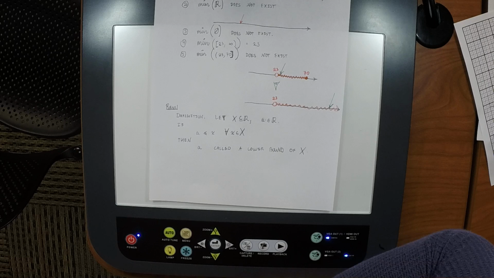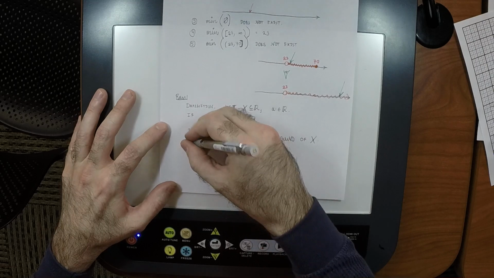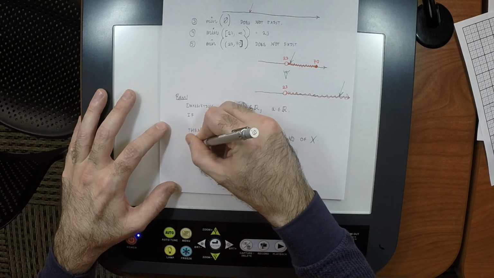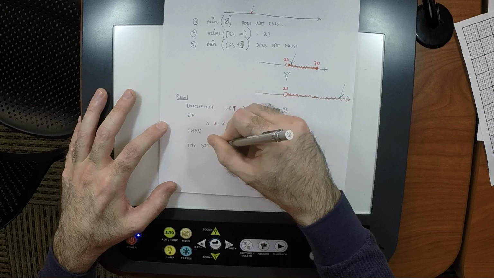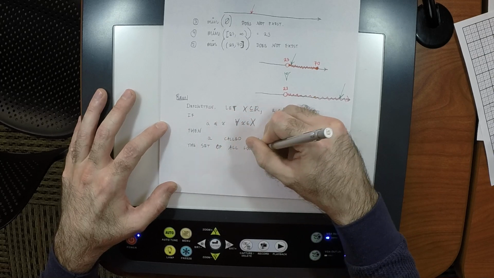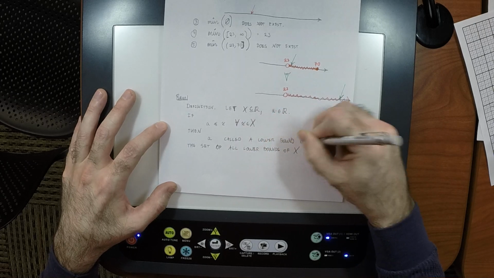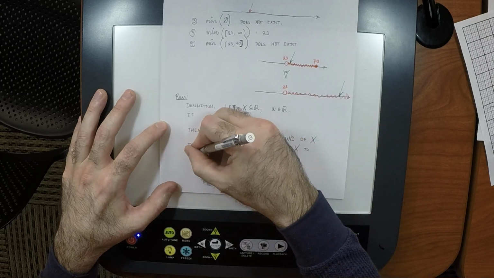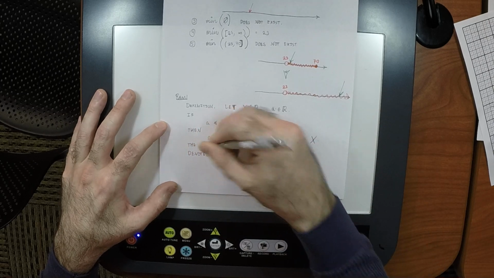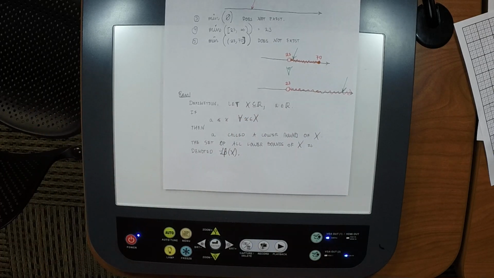Okay. That's the first bit of the definition. The set of all lower bounds of set X is denoted LB of X. So the set of all lower bounds.